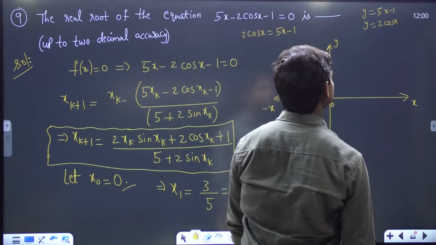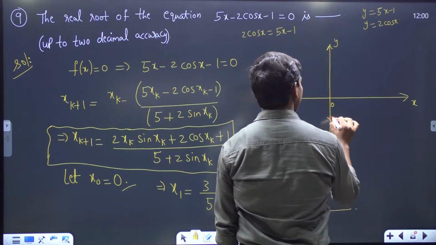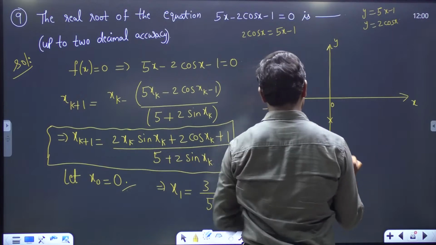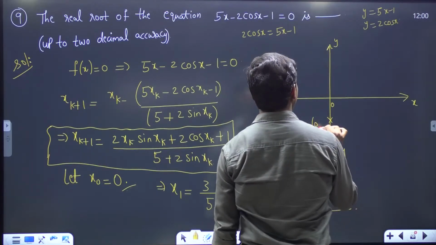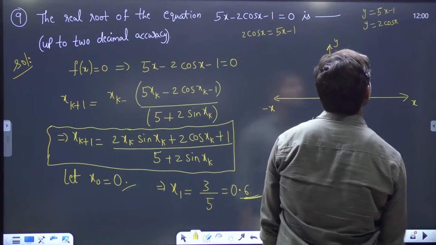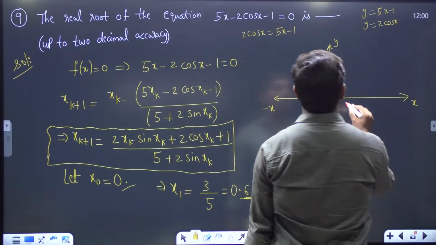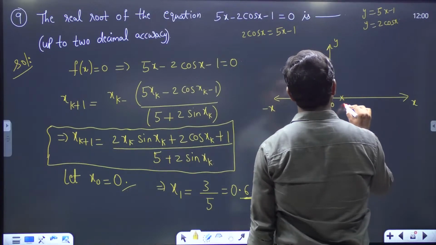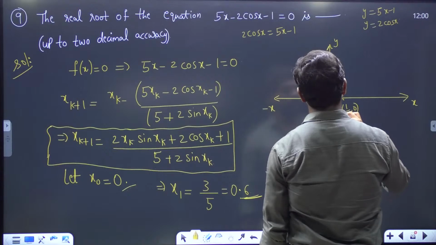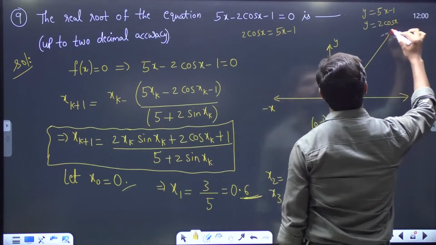So if you put x is equal to 0, y value is minus 1. 0 comma minus 1. And if you put y is equal to 0, x value is 1 by 5. So this is 1 by 5 comma 0. So if you see, this straight line passes something like this.